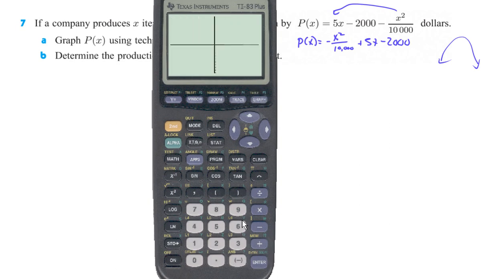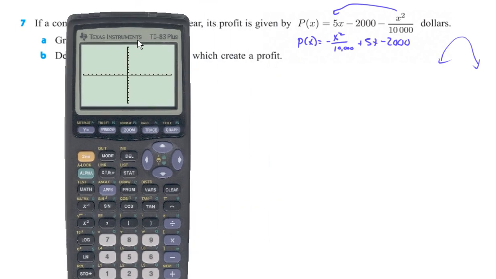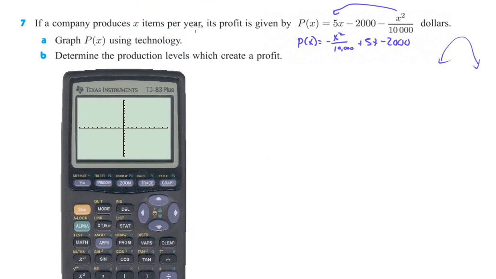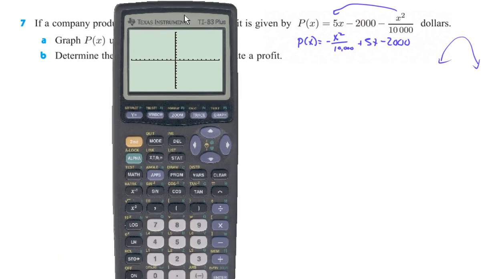Especially with these big numbers, divided by 10,000, negative 2,000, if I put zoom standard or whatever, I am pretty confident that I'm not going to get anything to show up on this graph, right? First things first, we know that this is a company producing items. So we're not going to have negative items, so this over here isn't going to make any sense. And it says determine the production levels which create a profit, so we want to figure out what's going on up here. We want to see a little bit on the negative, but we don't need to see too much.